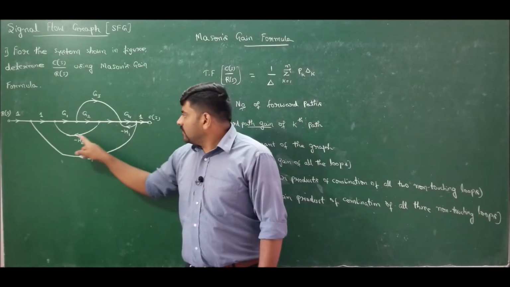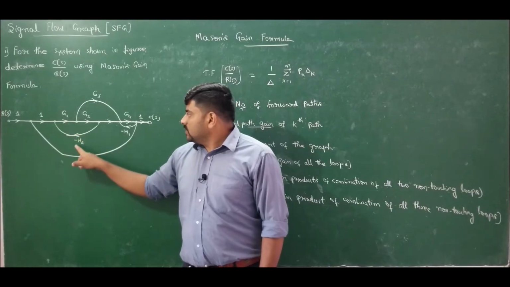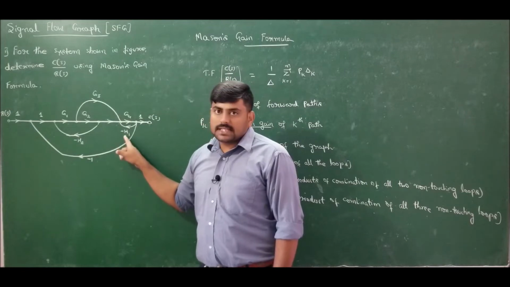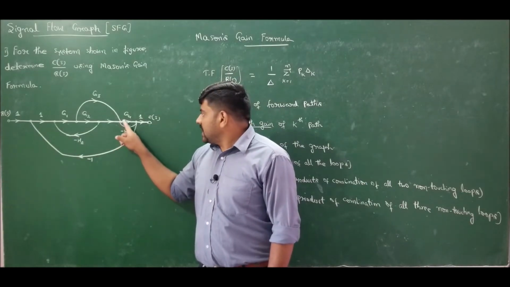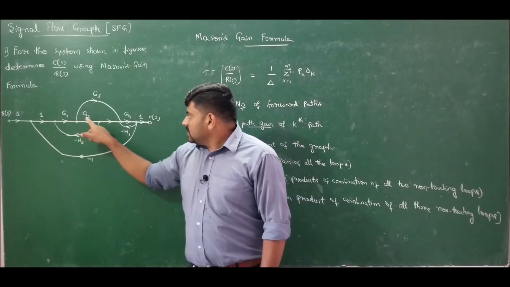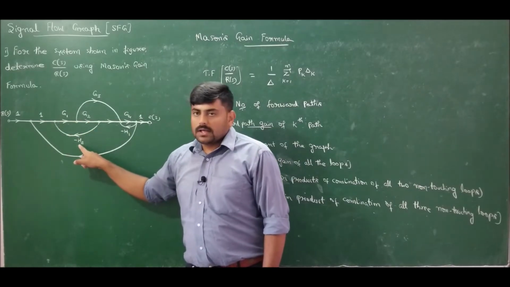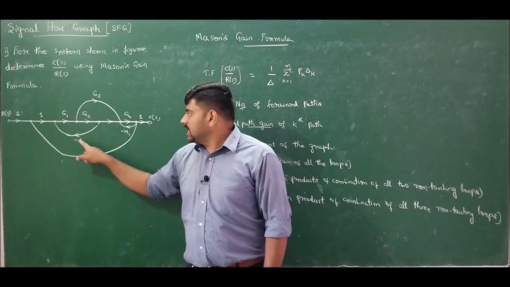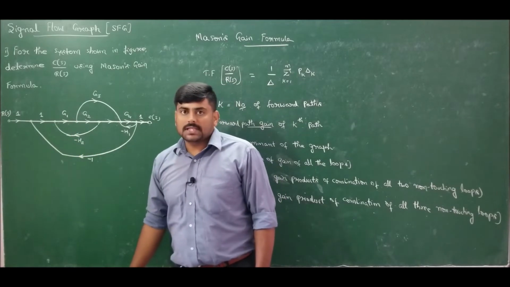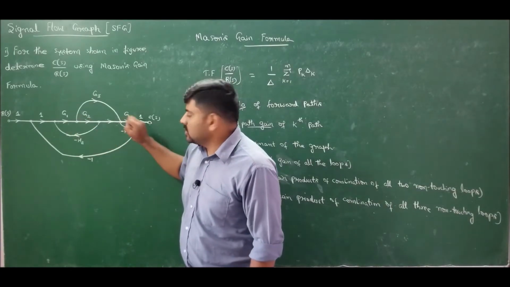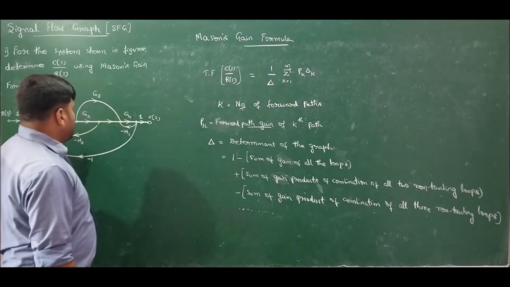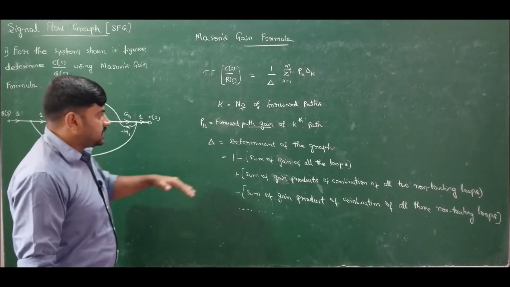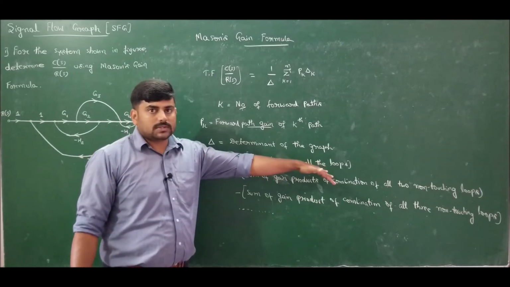So what is the gain of this loop? G1, G2, minus H2. What is the gain of this loop? G4 into minus H1 is the gain of this loop. So multiply all this, the gain of this loop will become G1, G2 into minus H2. Hence the gain of this loop is minus G1 G2 H2. So this is loop gain, this is loop gain. Like that, I should determine how many loops there are in this graph and add the sum of all the loop gains. That is what sum of gain of all the loops means.